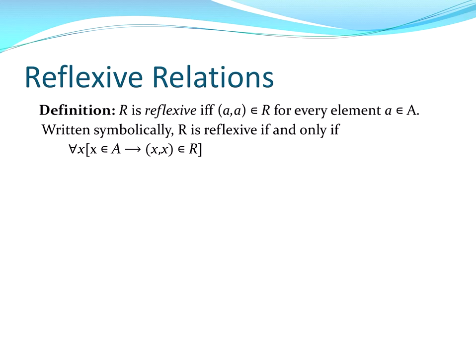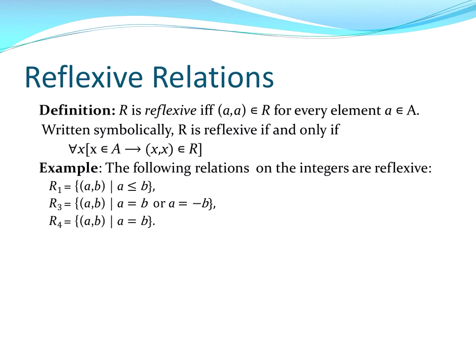All right, let's take a look at our example relations from earlier and see which ones are reflexive. Relations 1, 3, and 4 are reflexive because each one of these has the property that for every x an element of A implies (x, x) is an element of R. a is less than or equal to a, is equal to a, and here a is equal to a.